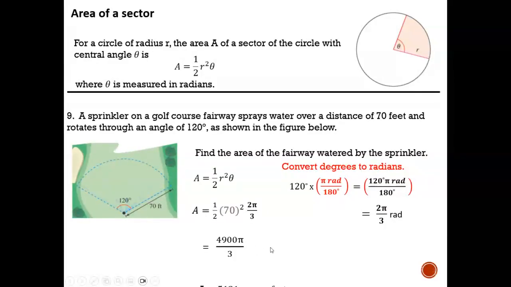Again, pay attention to how they want you to write your final answer. We go ahead and multiply this out, 4,900 times pi, and divide that by 3. Rounded to the whole number is 5,131 square feet. So again, pay attention to how you need to round all of these, but that's what we get for this one.